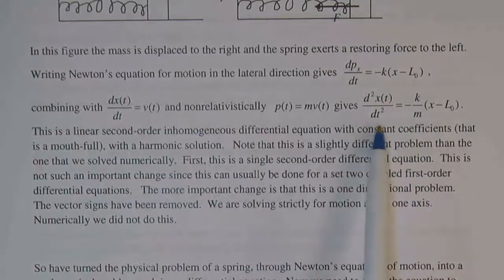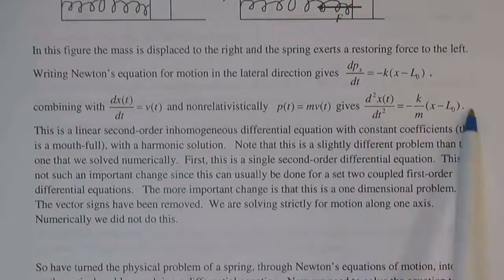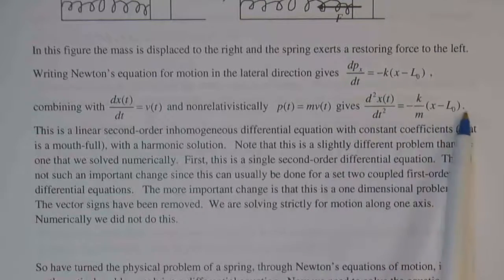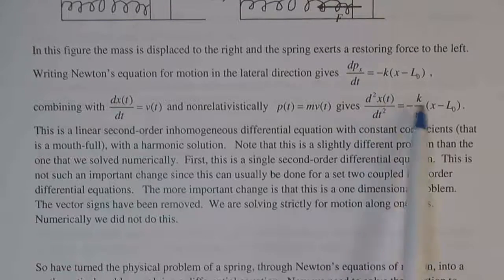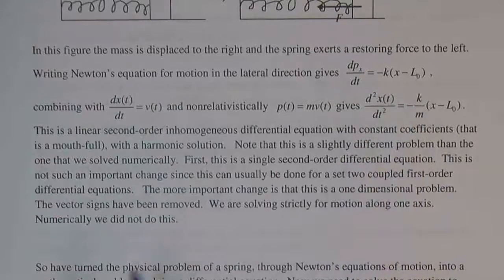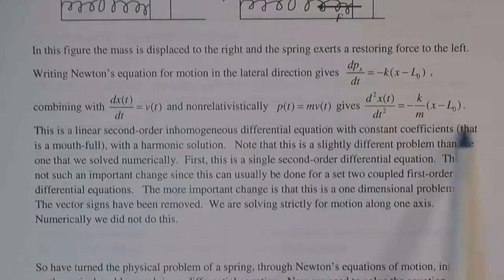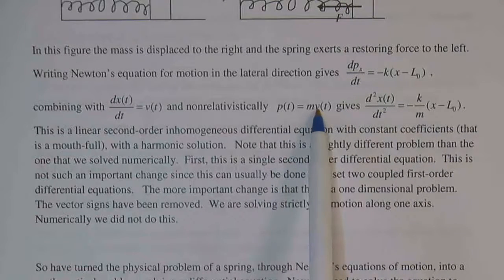So now what I have is a single second order differential equation. The momentum does not appear in this equation at all. We only have the position, x. So it has a single variable, but it is a second order differential equation. So the last time numerically we solved a coupled set of first order differential equations. In this case, we're going to solve one second order differential equation. And if we happen to need the momentum, we'll get it by taking the derivative of the position and multiplying times the mass.